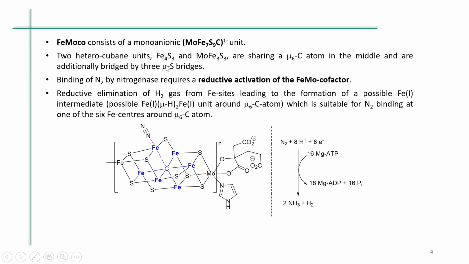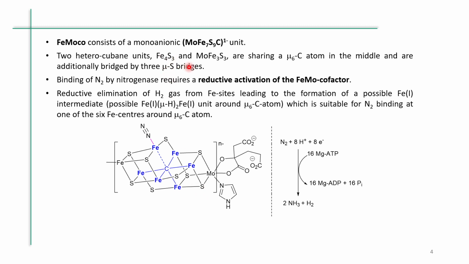It consists of two heterocuban units. One unit is Fe4S3, as you can see. This is one cuban unit consisting of 4 iron atoms and 3 sulfur. Then this is another cuban unit, heterocuban. Why are we calling it that? Because this is made by heteroatoms, not similar atoms. So this is the cuban structure, but heterocuban. And this heterocuban is made with molybdenum, 3 iron atoms and 3 sulfur atoms.